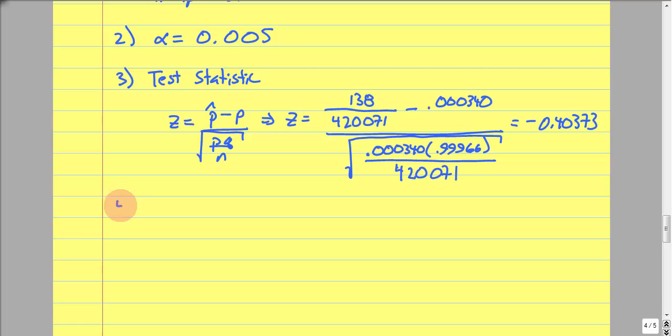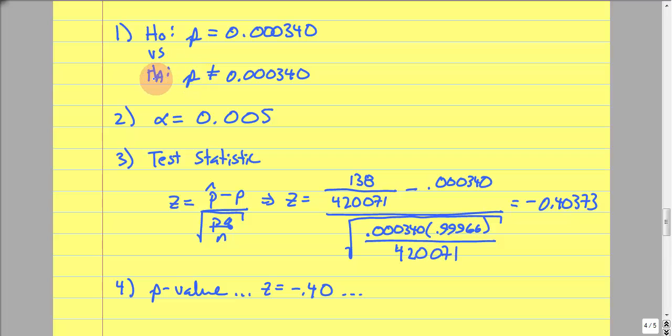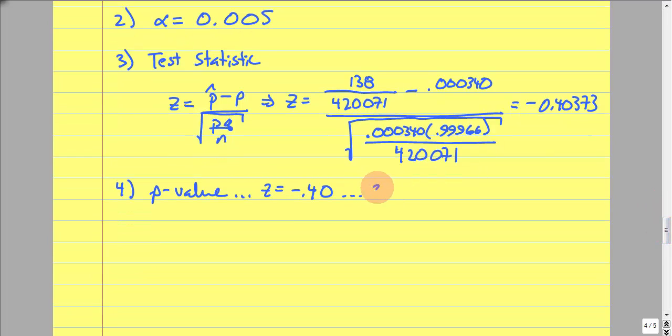Next thing I do is calculate my p-value. Now to calculate my p-value, I need 2 things. I need my z-score, which I'll round to 2 places, and I need to know if this is a right tail, left tail, or 2-tail test. That's always in my alternative. This is a 2-tail test.